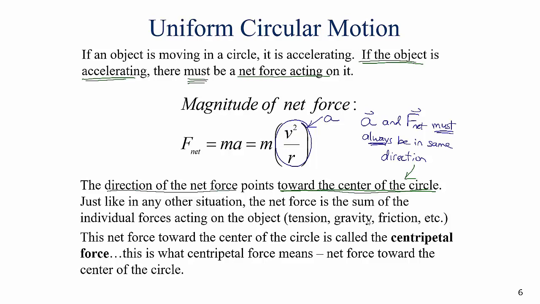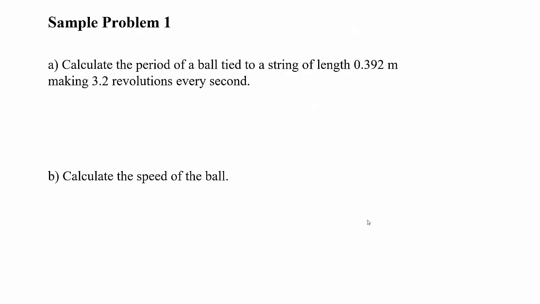Again, this net force towards the center of the circle we sometimes refer to as the centripetal force. Centripetal means towards the center, and so the centripetal force is the net force towards the center of the circle. It's not an extra force that's acting. That centripetal force is tension or gravity or friction or some other combination of forces. You add your forces together, and that net force towards the center of the circle we sometimes refer to as the centripetal force. So now I'd like to look at a couple of basic examples.